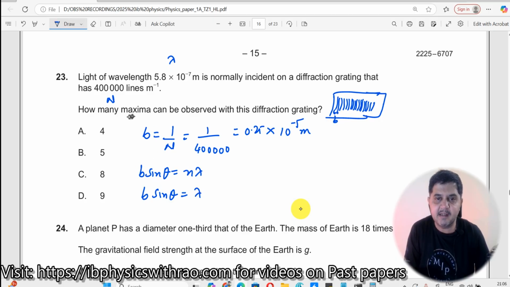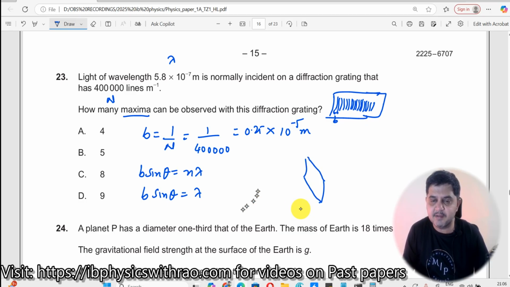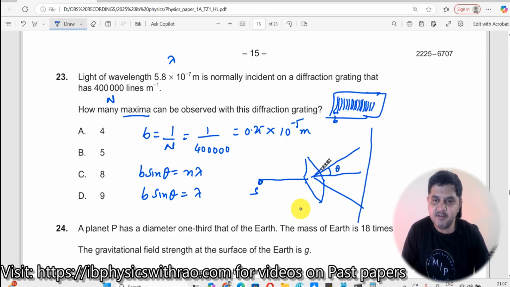How many maxima can be observed in the diffraction grating? See what happens is, if you keep the diffraction grating like this, you put the source over here, a beam of light comes over here, and then it gets diffracted like this. How do you measure the theta angle? You measure this as your theta angle. What is your maximum value of theta? So this is your screen, right? You can have theta values like this, you can go like this over here. Let me assume this is your maximum value.